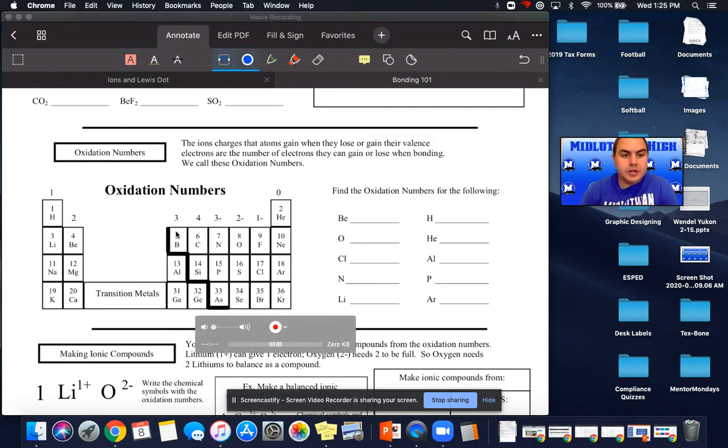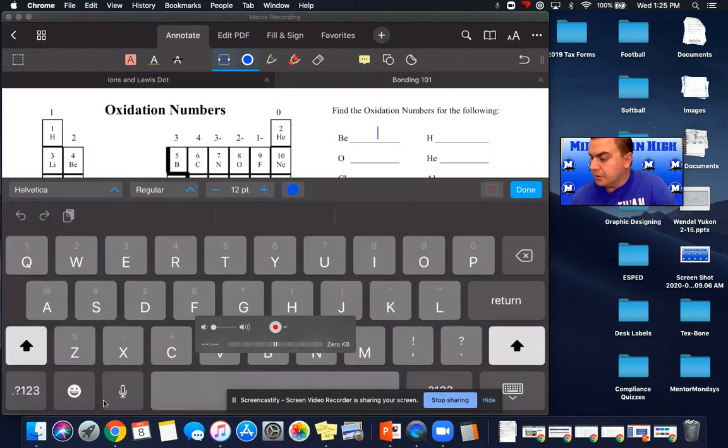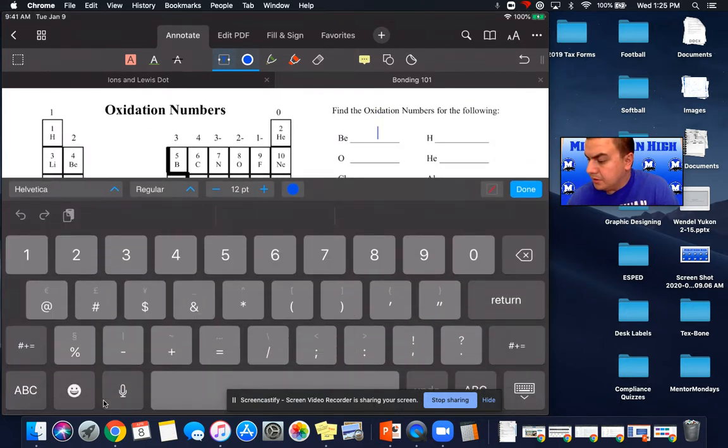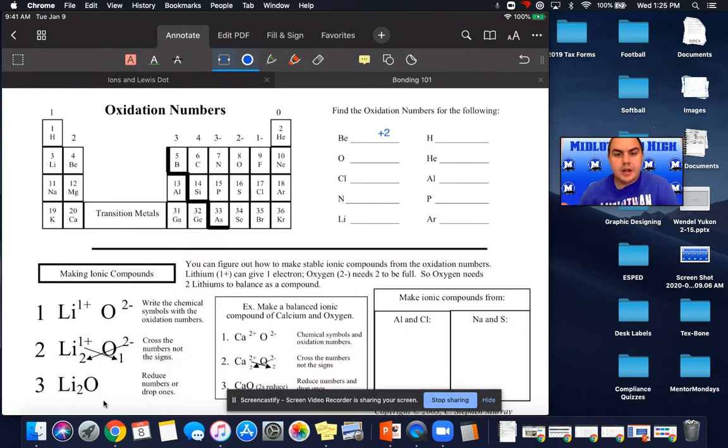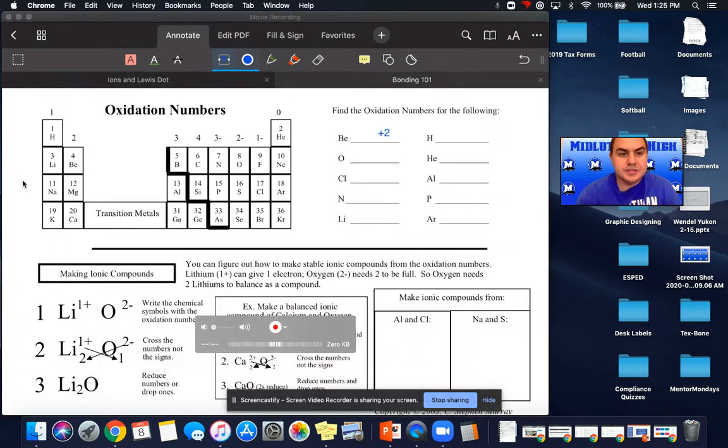Well, if you look over here, Be is in group 2, so it's going to have an oxidation number of +2. And that's really all there is to it. You have +2 over here. You've got the negatives over here. I won't worry about 4 or 0 a whole lot. So if it's in group 2, it's a +2. Group 1, +1, and so on and so forth. Don't worry about the bottom of this at all. We'll go over this on a later date.